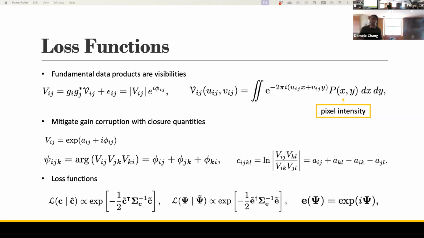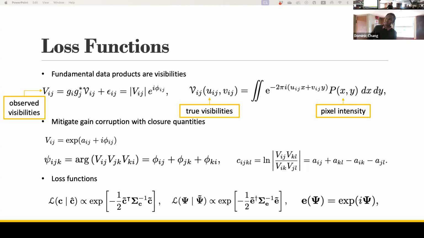The other thing that's important is this loss function, or the likelihood. In particular for our analysis, we construct likelihoods out of what are called closure quantities. I mentioned before that EHT does not observe the pixels, it observes visibilities. Visibilities are really just the Fourier transform of your pixel intensity. So you have a pixel intensity, you do a Fourier transform in the 2D plane, and you get the visibility. This script V is essentially the true visibility. But what we really see are the observed visibilities, which are related to the true visibilities through certain corruptions. There are two corruptions in particular, at least in the way we model it: one is gain corruptions, another is thermal errors.